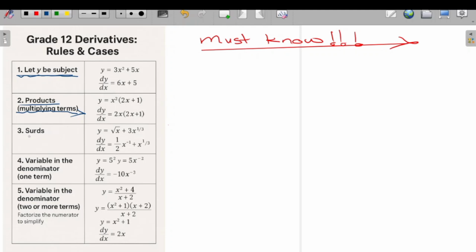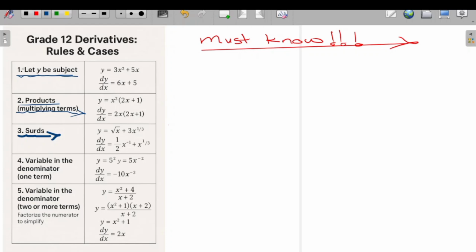The third case is when we are given surds. So when we are given surds, we need to work backwards and then we derive. If you're given a surd, you will have to make an exponent of whatever it is that is under the root sign, and then you derive.